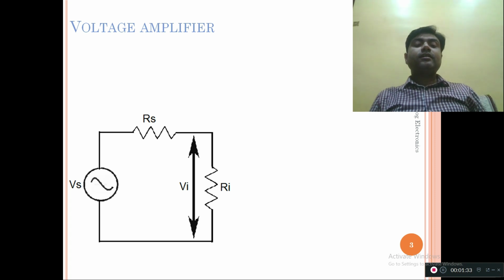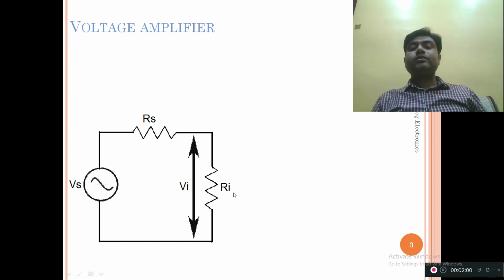Since it is a series circuit, we can relate it with KVL, and we know that in a series circuit voltage gets dropped across the resistances. So when two resistances are connected in series, the voltage source should drop across Ri, because we want the input voltage to be on the higher side so that it can be amplified further in the output circuitry.